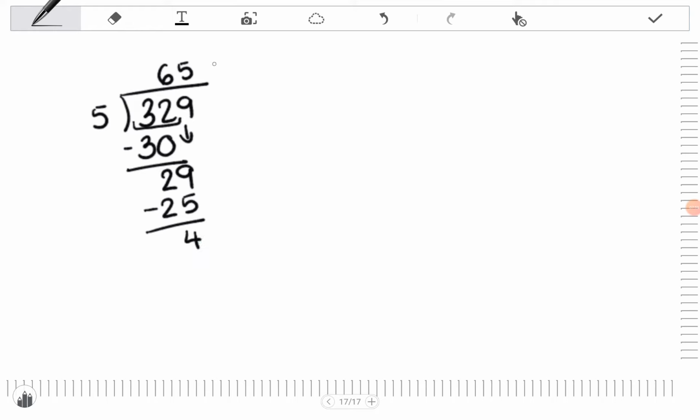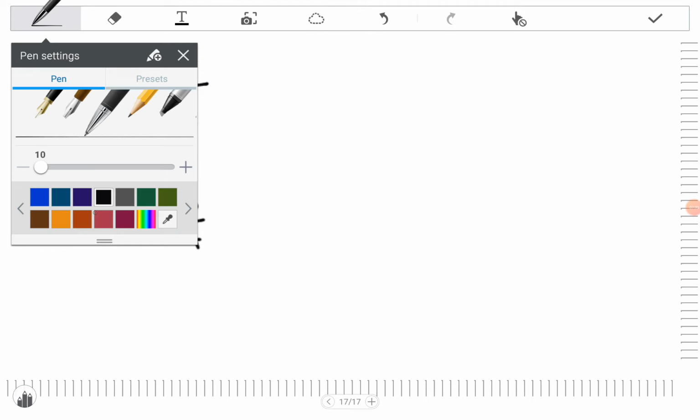Normally I would say, okay, 65, remainder 4, but as we are working with decimals, we do not need a remainder. We need to distribute or divide the number exactly. So we have to keep moving. Do you remember the next step? I'm going to do it in red again.